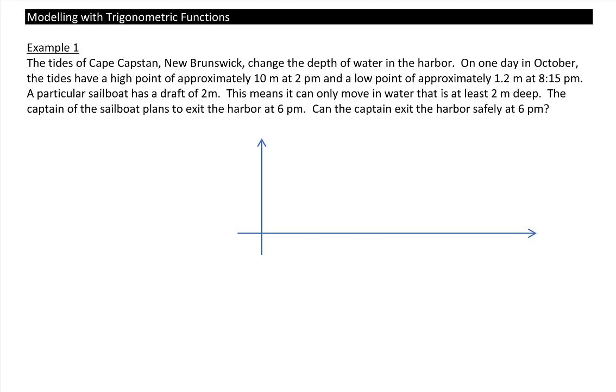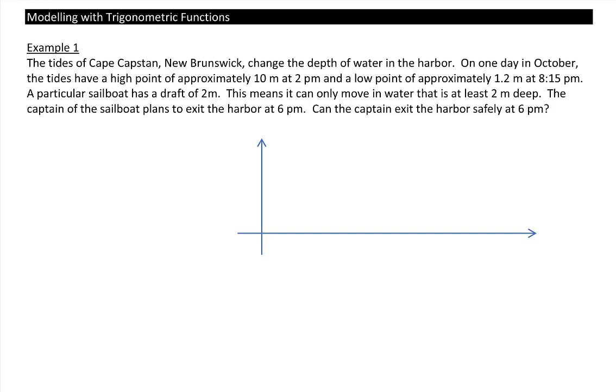A particular sailboat has a draft of 2 meters. This means it can only move in water that's at least 2 meters deep. The captain of the sailboat plans to exit the harbor at 6 p.m. Can the captain exit the harbor safely?